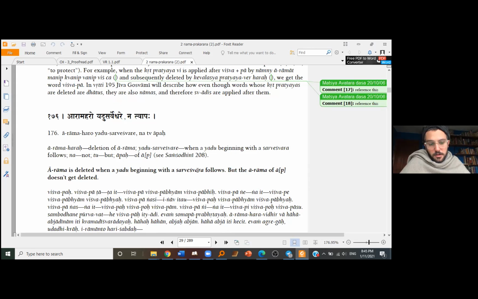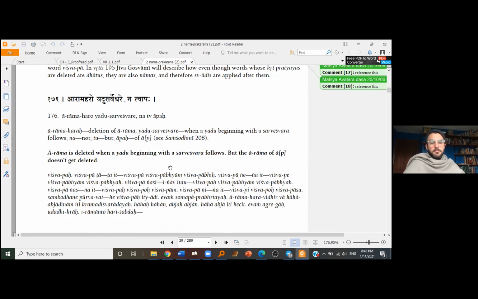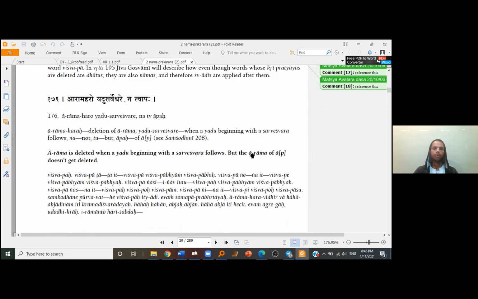Say again, you broke up. Oh, does Ta 3.1 begin with the Sarveshwara or not? No. We do not count the it letter, yeah, we do not count the it in that sense. So a Yadu begins with the Sarveshwara, but the Aram of Aap doesn't get deleted.